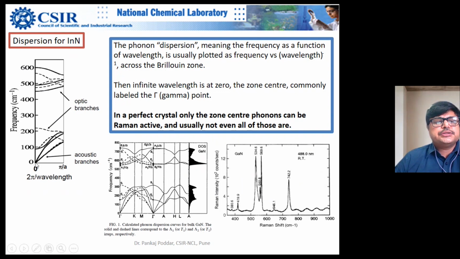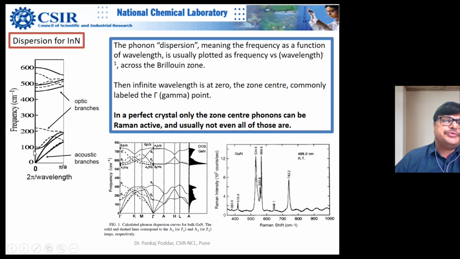For example, this is the zone center. This is the Brillouin zone boundary, pi divided by a, a being the lattice constant. So this is the zone boundary. So wherever this curve basically meets the K equal to zero line, which is this line, those Raman shifts only you record in a Raman, those vibrating states.